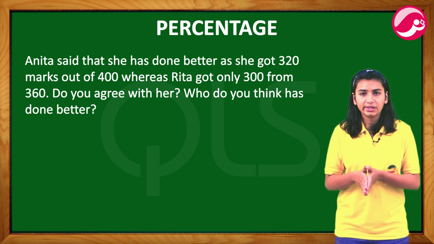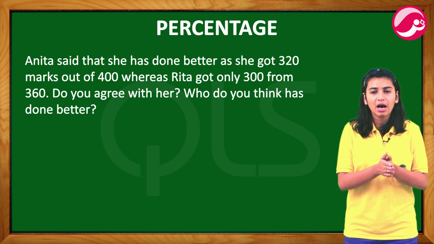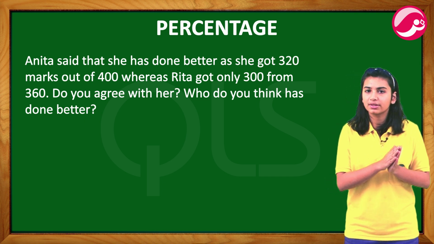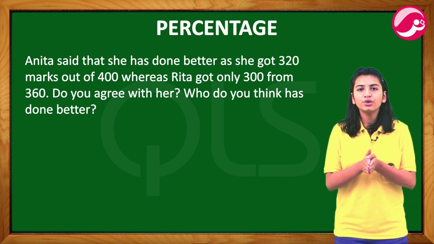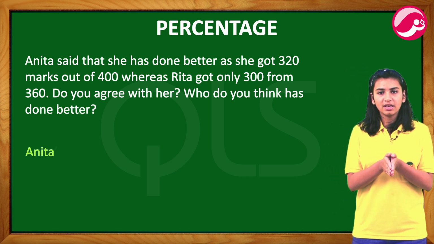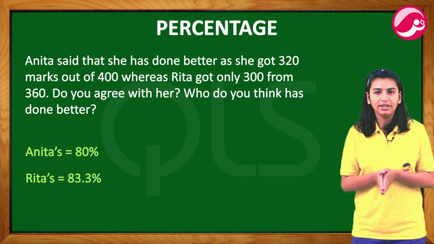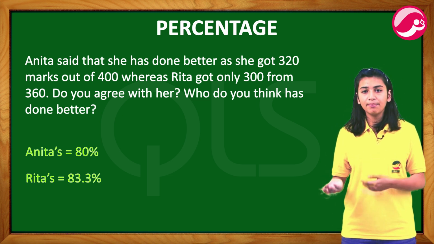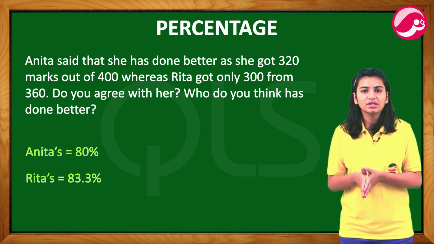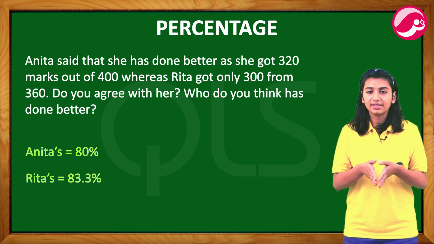Now, Mansi told them that they cannot decide who has done better by just comparing the total marks obtained, because the maximum marks out of which they got the marks are not the same. She said, why do you see the percentage given in your report cards? Anita's percentage was 80 and Rita's was 83.3. So, this shows that Rita has done better. Do you agree? Percentages are numerators of fractions with denominator 100 and have been used in comparing results.